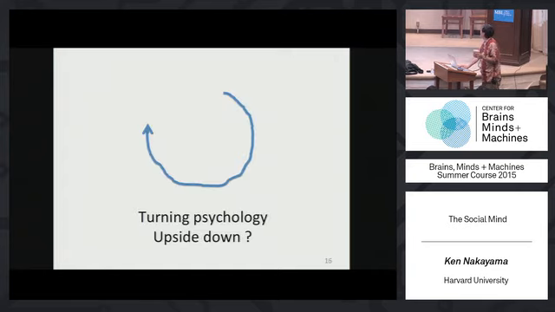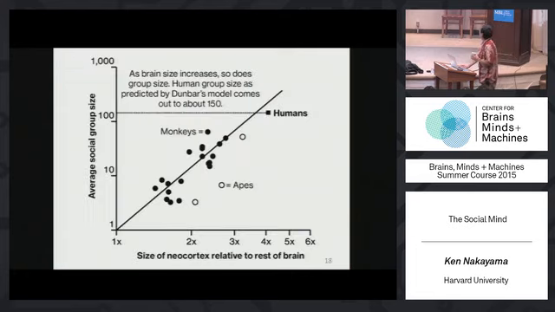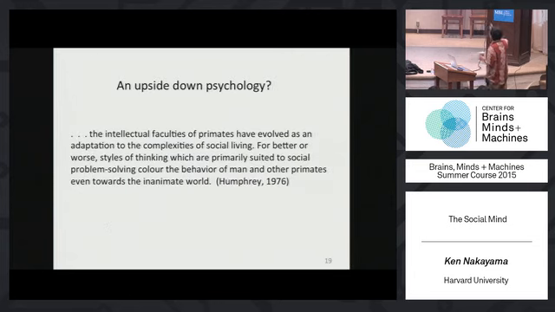He said, wait a second. And now he sort of turned psychology upside down. He said, actually the social part of intelligence is the thing that drives everything else. I mean, he might be overstating it, but let's see what he says here. The intellectual faculties of primates have evolved as an adaptation to the complexity of social living. For better or worse, styles of thinking which are primarily suited to social problem solving color the behavior of man and other primates, even towards the inanimate world. So he's making the implication that when I asked where intelligence comes from, one of the sources of intelligence is the nature of the social world.